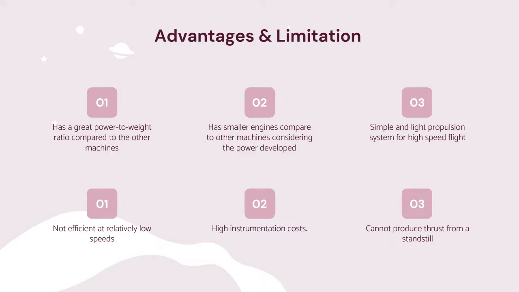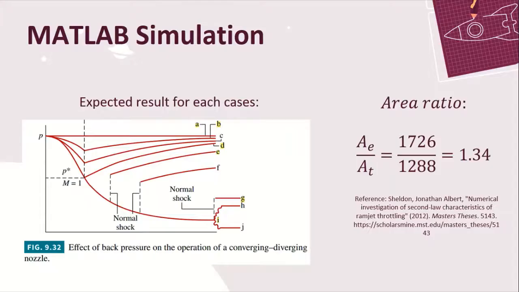And we also have three limitations here. The first one is that it is not efficient at relatively low speed, and it also has high instrumentation cost and cannot produce thrust from a standstill. And then let us move to the second part, which will be explained by Desinta. Okay, thank you, Dara.